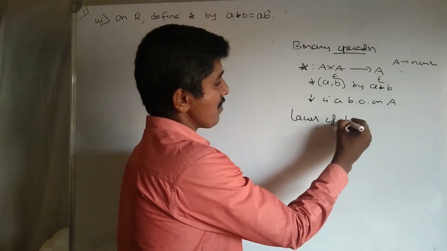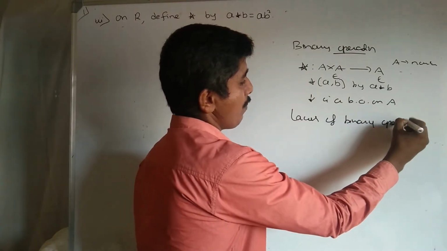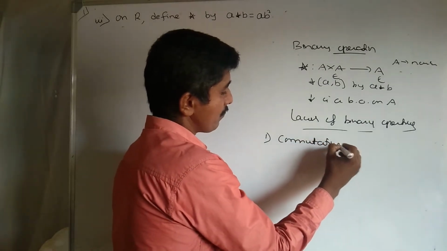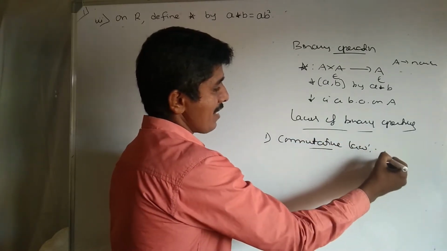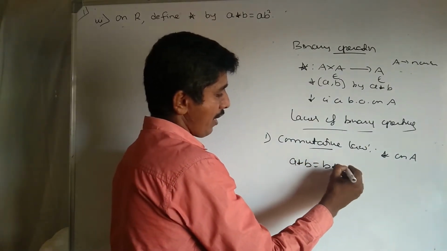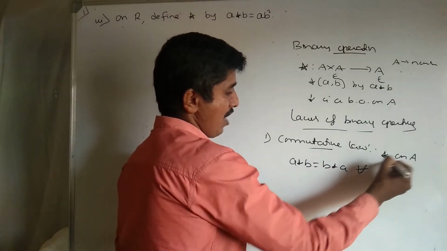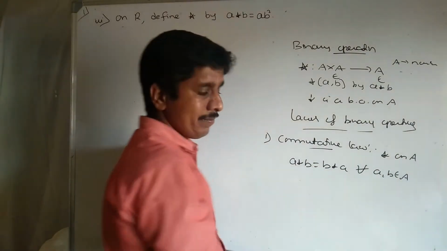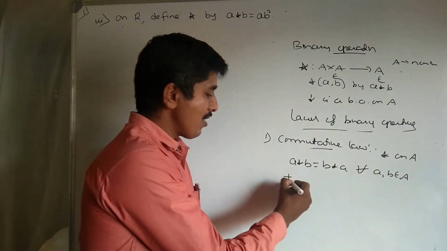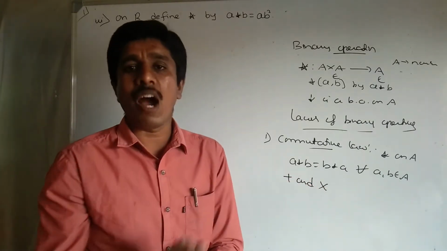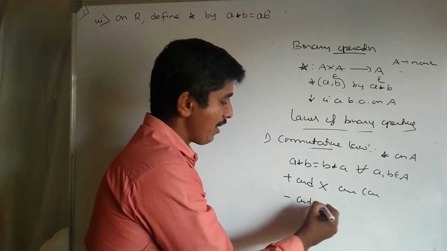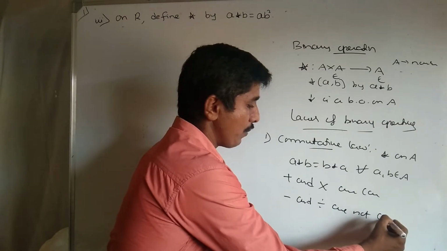Laws of binary operations. Laws here means properties of binary operations. First one, commutative law. Star is a binary operation on non-empty set A. Then clearly, a star b equals b star a for all a and b belonging to the given set A. We know that addition and multiplication are always commutative, but subtraction and division are not commutative.